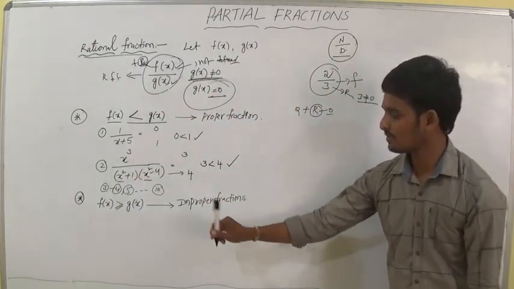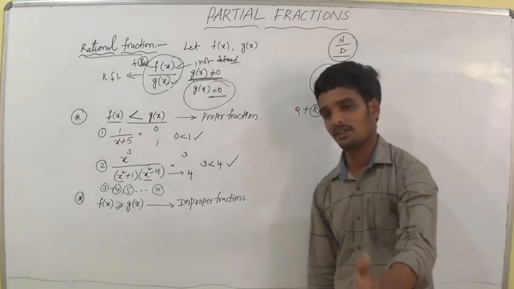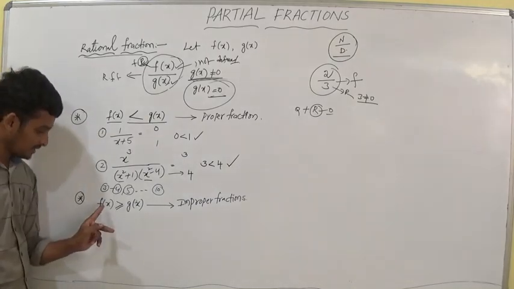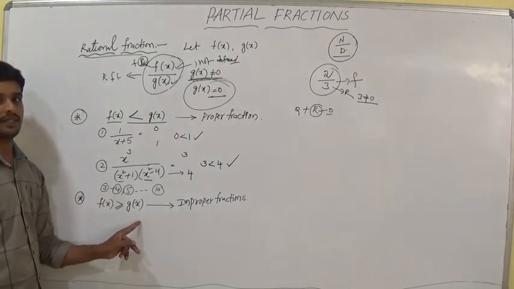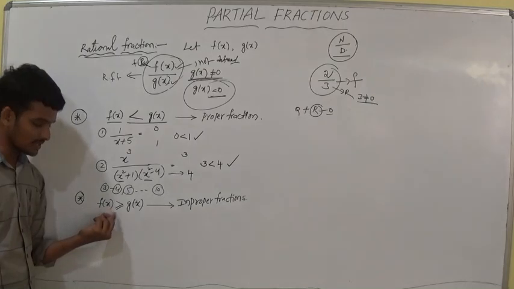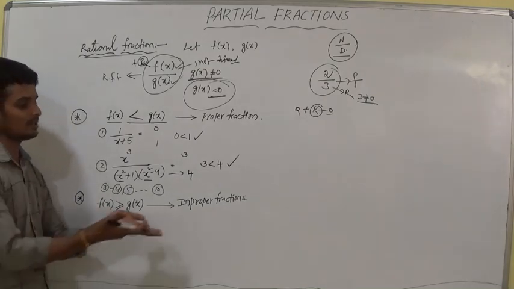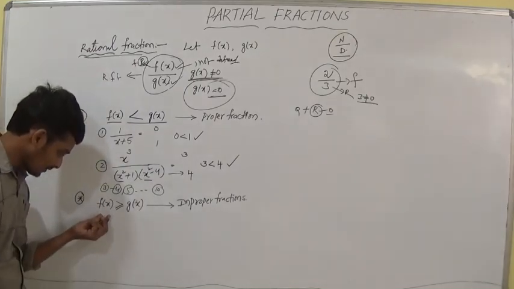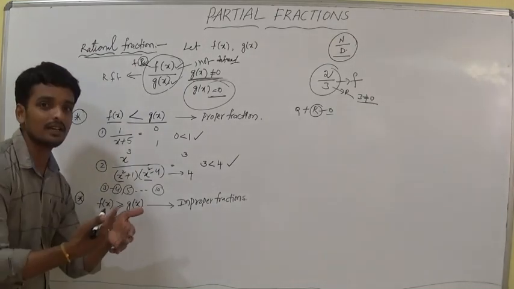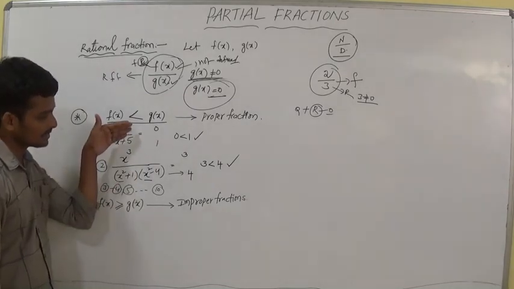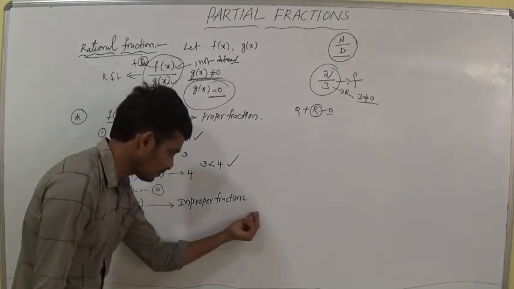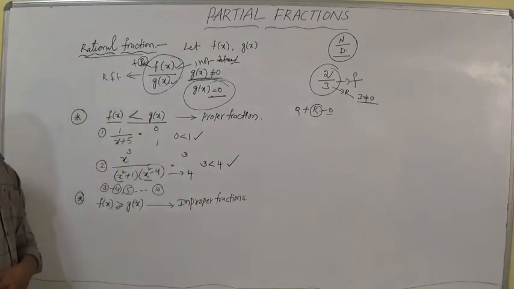Can you write examples of improper fractions? I think you write very well, but I will tell you 2 to 3 examples. Observe one thing here: not only greater. Greater means f of x is greater and g of x is smaller, then it is an improper fraction. We know that well. In the same way, if the degree of f of x and the degree of g of x are equal, then they are also improper fractions.